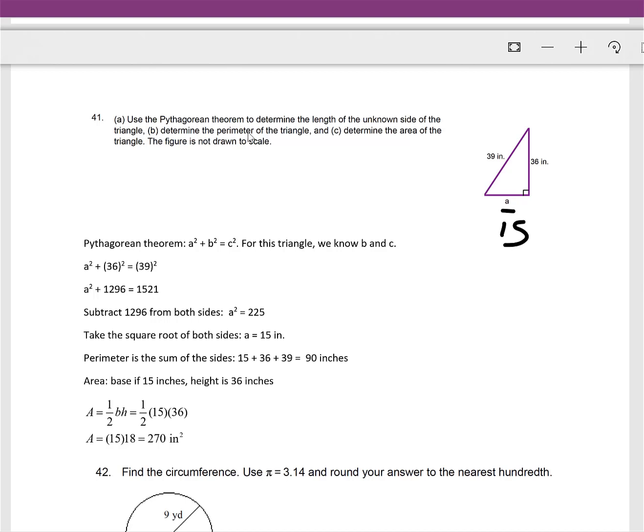Oh, and then they wanted you to find the perimeter. So the perimeter is the distance around. So that's what I found here. I took the sum of the sides and I get 90 inches. And then finally they wanted me to find the area, which is 1/2 of the base times the height. And I came up with 270 inches squared.